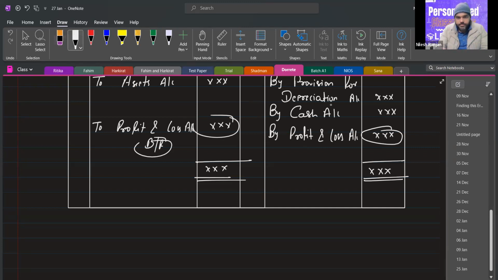Understood the concept? Yes, sir. This is loss. This is profit. So this is your asset disposal account.